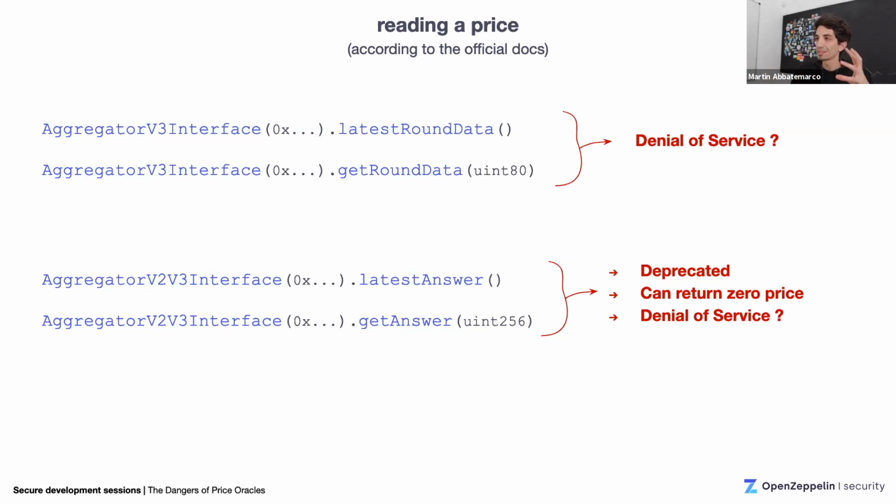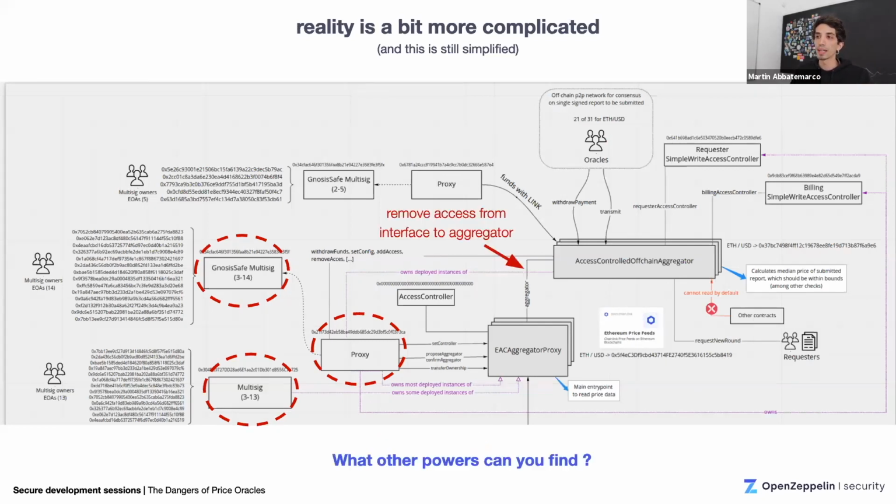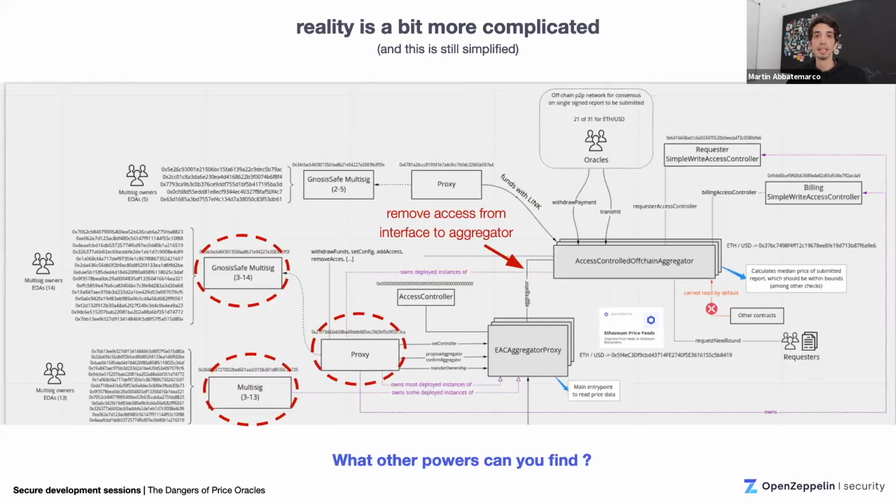But let's go a little bit deeper into this scenario of service that I'm talking about. So I showed you that we have these accounts that have powers over this architecture, right? So what happens if one of these multisigs, a 3 of 14 multisig, decides to remove access from this interface to the aggregator, right? What would happen in that case is exactly this. These functions would revert immediately, and there is no time lock and there is no governance, as long as I have seen, for that.